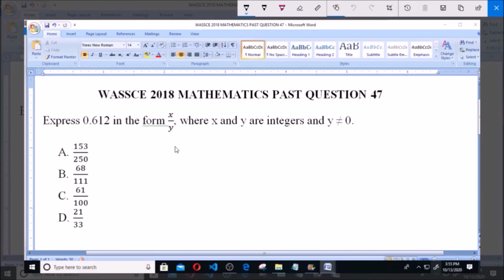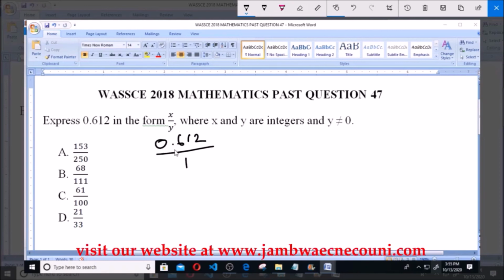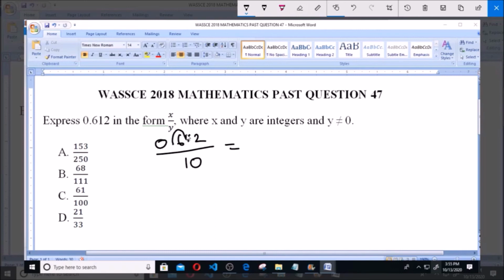Now from converting decimal to fraction, note that 0.612 is already 0.612 all over 1. Converting this to a fraction simply means we move the decimal point. The number of times the decimal point is moved determines the number of zeros that will be added. When we move it once, we add a 0. When we move it a second time, we add another 0, and the third time, another 0. So this gives us 612 all over 1000.